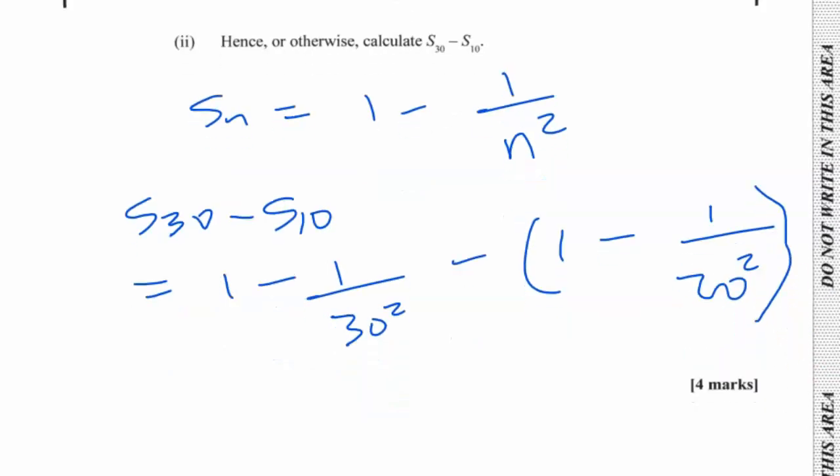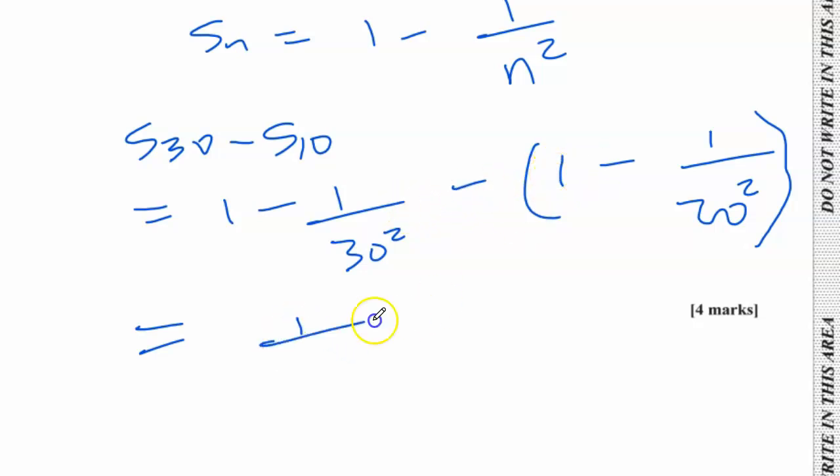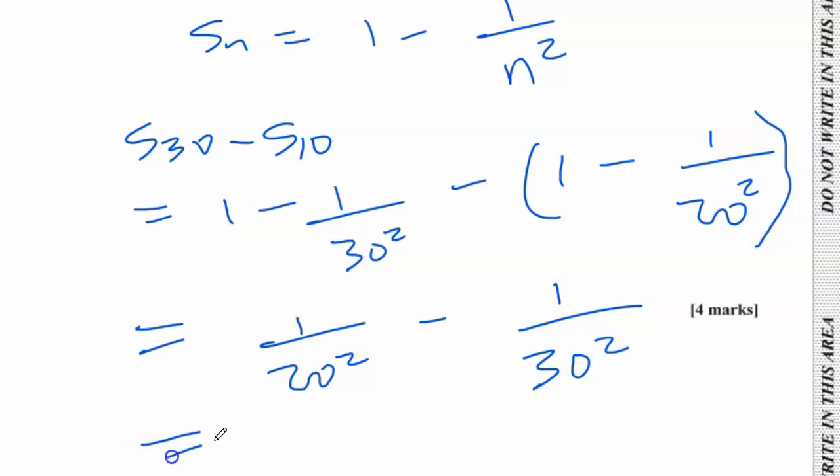And that should give us what now? This 1 minus 1, that's 0. So we're left with just 1 over 10 square minus 1 over 30 square. And that should give us 0.009, something like that. Alright, let's move on.